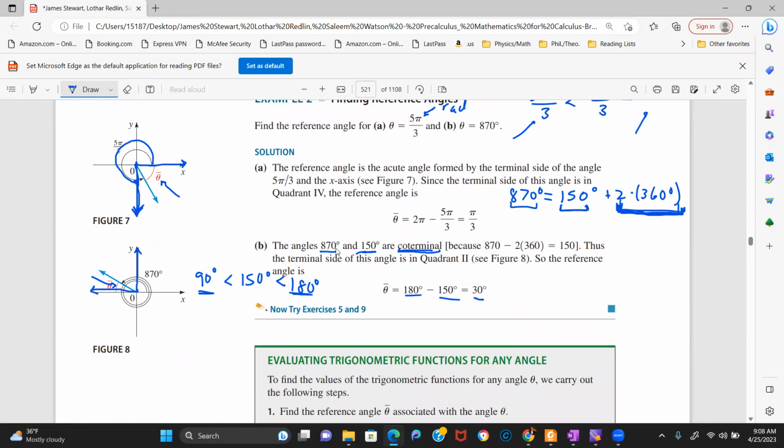So basically you take your large angle and reduce it to the coterminal angle, 150 degrees. Then once you know where 150 degrees lands, in the second quadrant, you can find this acute angle right here, theta bar, by subtracting 150 degrees from 180 degrees.